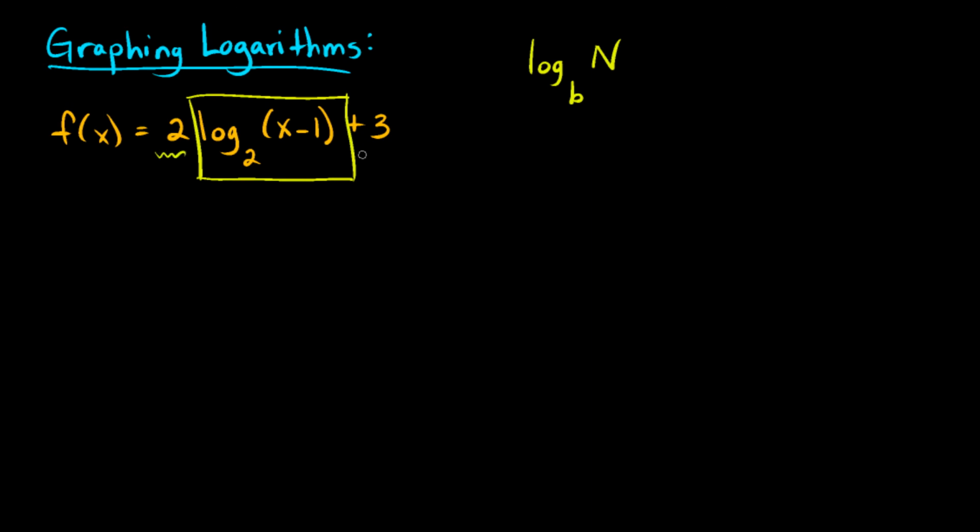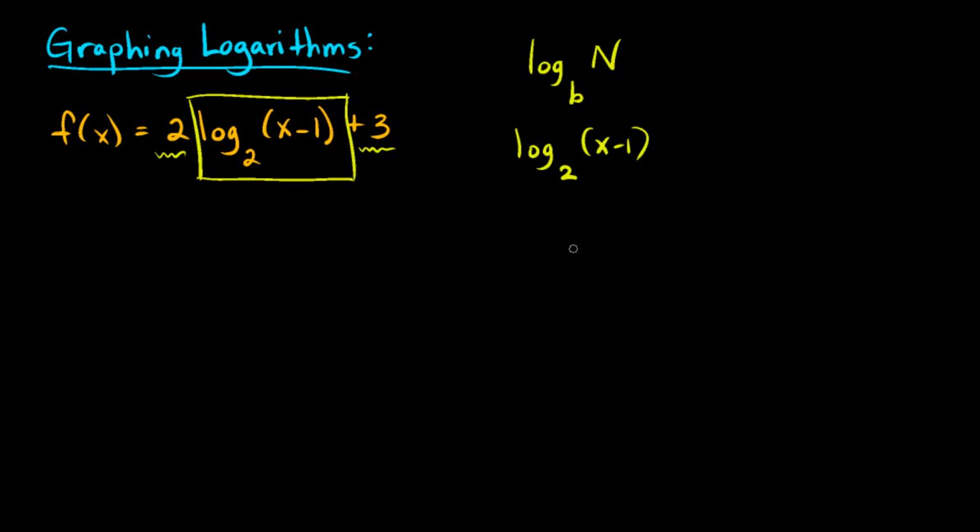This stuff is sort of floater stuff. And you're going to be multiplying by 2, whatever this is, you're going to be multiplying by 2, and then you're going to tack on 3 to it in the end. Why should we focus on this? Well, if we look at this, we're looking at log base 2 of x minus 1.